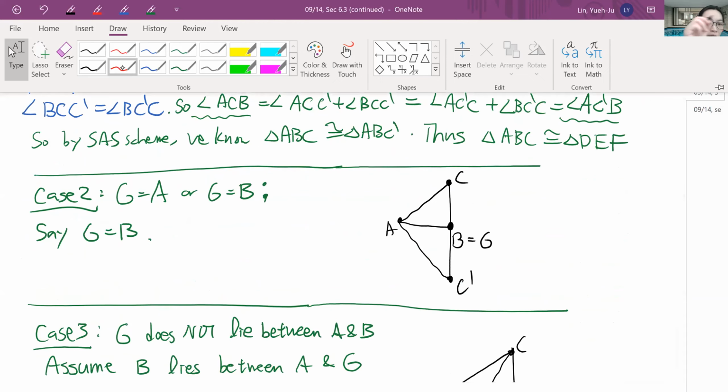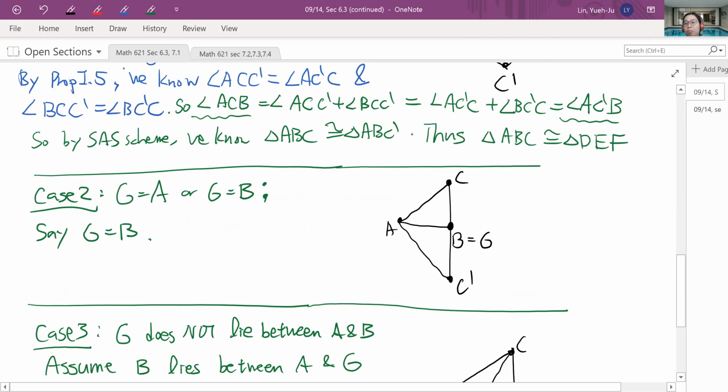So especially for case 2, I can just draw essentially the information, right? Remember that we already know AC is equal to AC prime, and BC is equal to BC prime, right? And you need to see how I'm going to make these two triangles congruent. You can see that they share the common side. Okay, so I'm just going to stop here. The answer is pretty much in the picture.